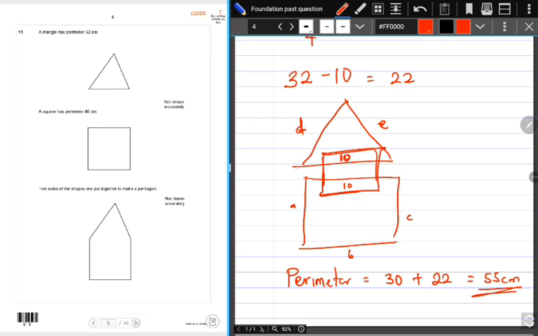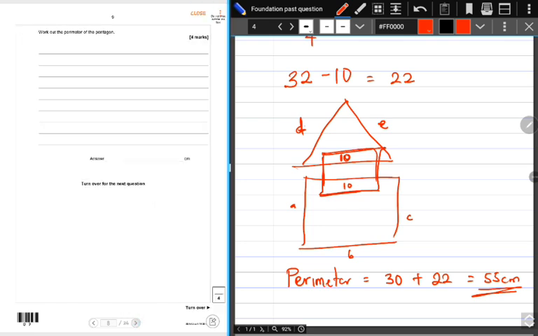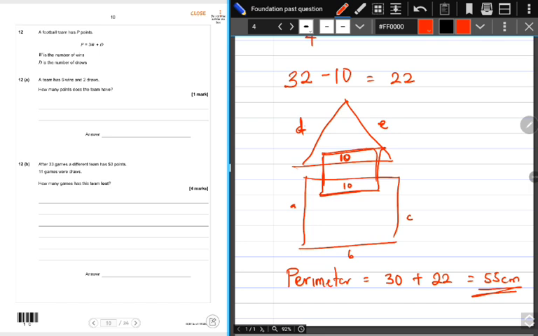So question 12. Let's see what question 12 is all about.